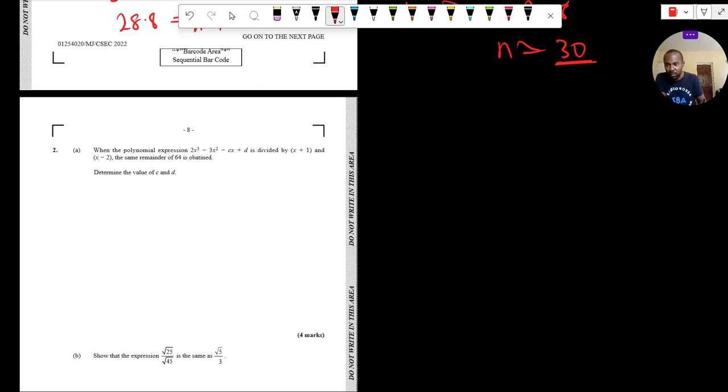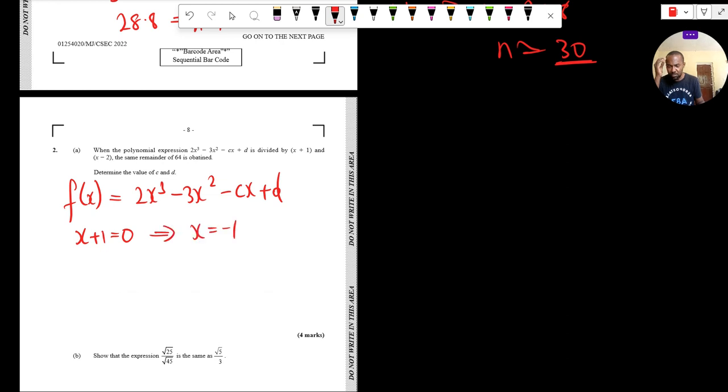Now let's write down our polynomial and let's call our polynomial f of x. So f of x is equal to 2x cubed minus 3x squared minus cx plus d. Now what are we told? We're told that when this polynomial is divided by x plus 1 and x minus 2, the same remainder of 64 is obtained. Now how do we express that in terms of an equation? If we take x plus 1 and we set it equal to 0, then this means that x is equal to minus 1. Similarly, if we take x minus 2, we set it equal to 0, then this gives us that x is equal to 2.